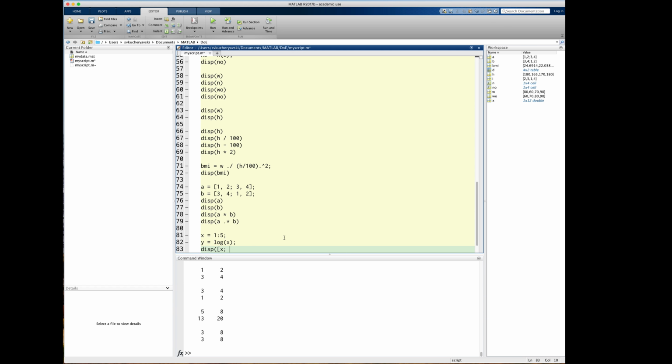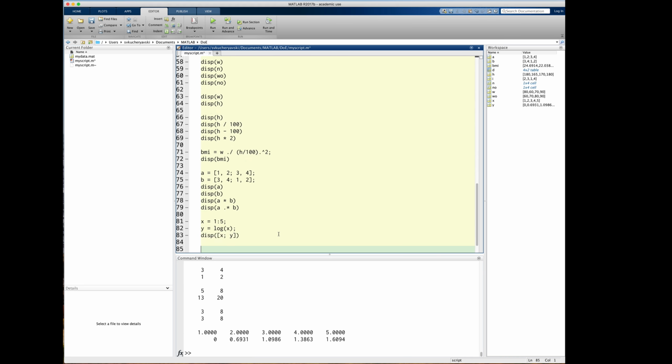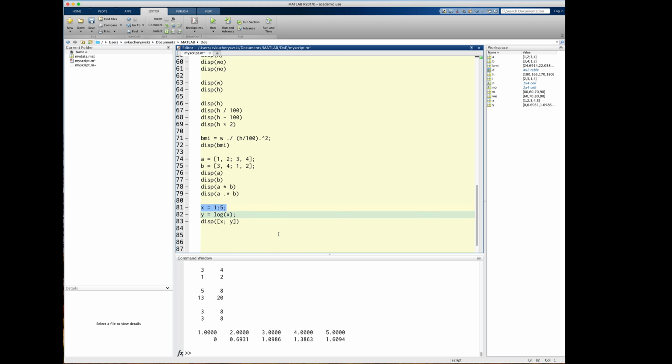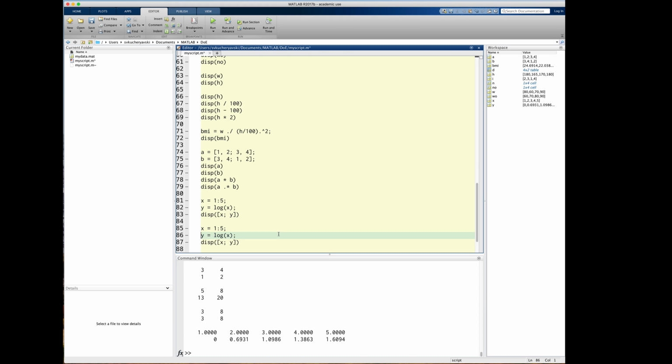For example, the first row is x, the second row is y. So you can see this is a function table. So logarithm of 1 is 0, logarithm of 2 is 0.7, logarithm of 3 is 1.1, and so on. By default, it's a natural logarithm. Okay. Similarly, you can, for example, calculate the exponential function e to the power of x. So you can see that's e squared, e to the power of 3, e to the power of 4, and so on.